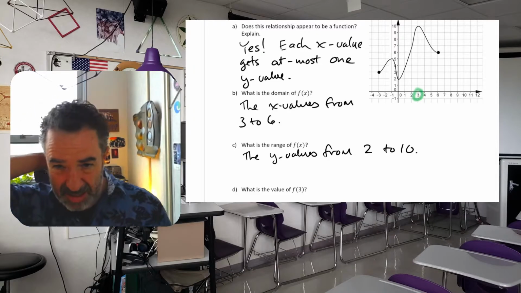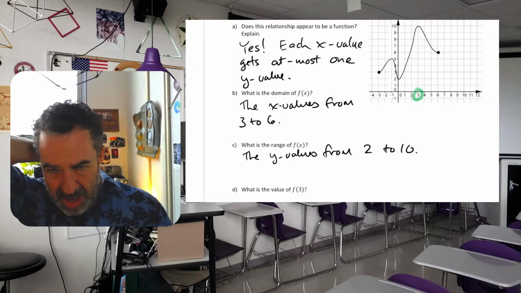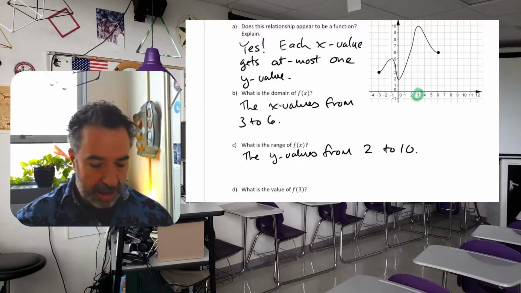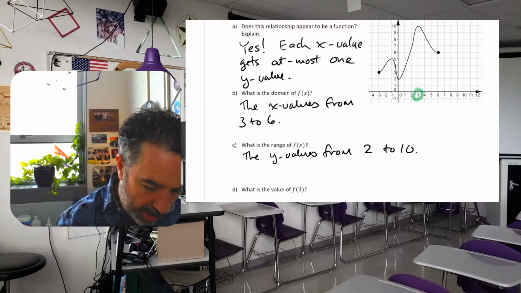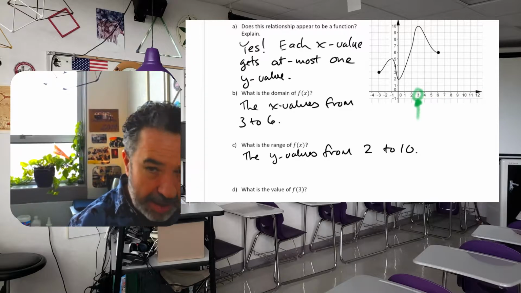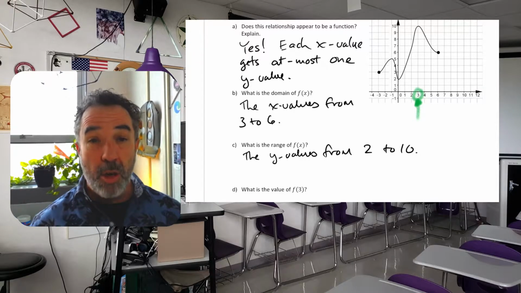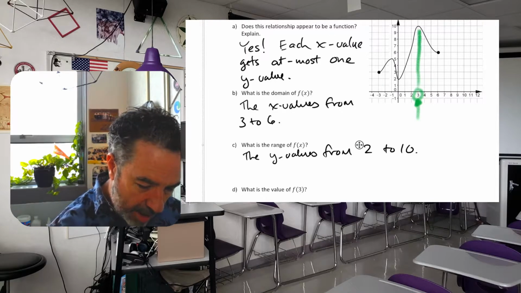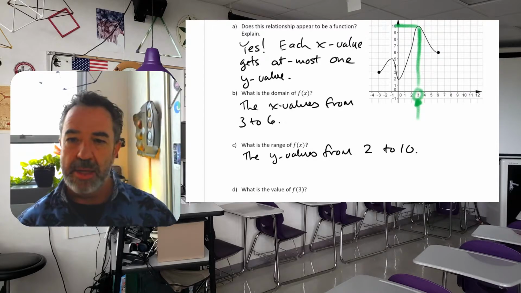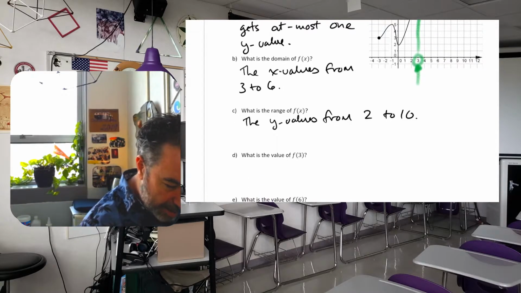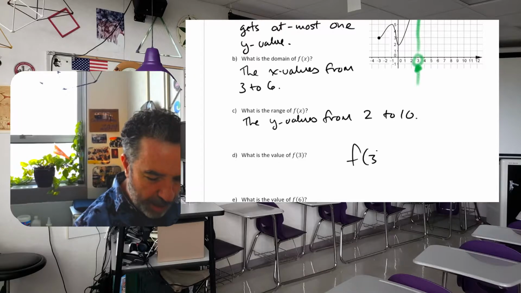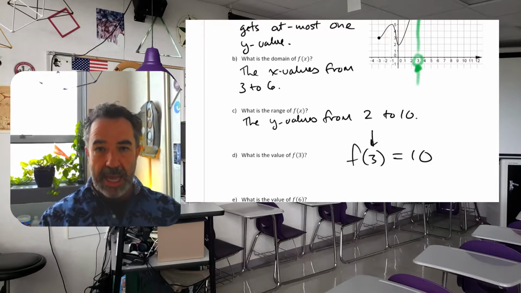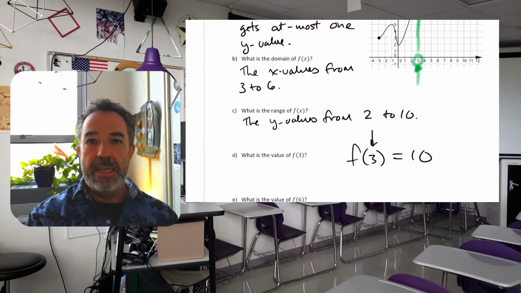The next question on this test says, what is the value of f of 3? So if I'm calling this the relationship f, and I give it 3, you can see I put a circle right here. I'm giving it that value from my domain. The question is, what do I get out of it? Well, when 3 goes into this function, it goes way up here, and it gives me the number 10. So I'd say f of 3 is 10. 3 goes in, 10 comes back.